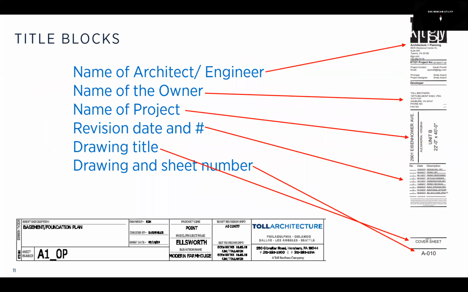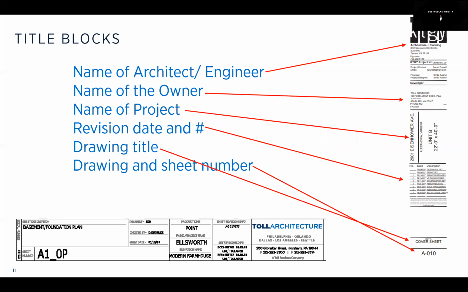So title blocks. Typically, you're going to find them vertically or horizontally on the plan. Just depends on the flavor of the architecture of the architect firm. But in the title block, you're going to find the name of the architect and engineer, the name of the owner, the name of the project, the revision date and number, the drawing title, and the drawing and sheet number. Let's break that down.